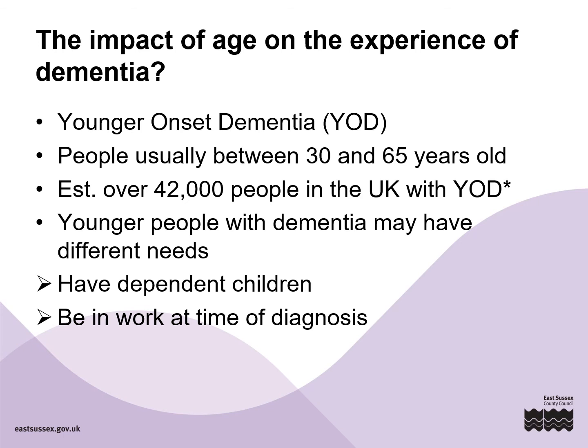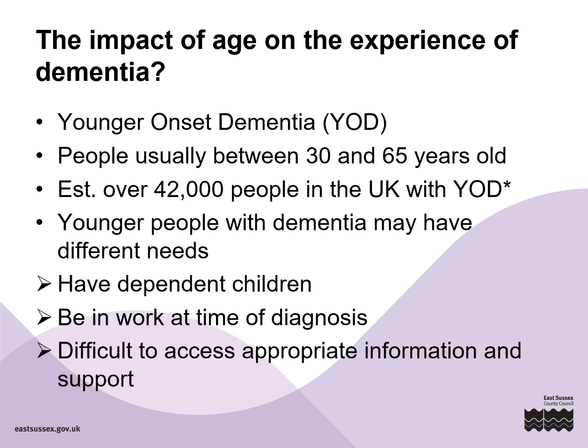They'll also find it more difficult to rationalise losing skills at such a young age and find it more difficult to access appropriate information and support. All these factors influence the experience of living with dementia, and this means services need to work hard to be accessible and appropriate for the younger person and their family.